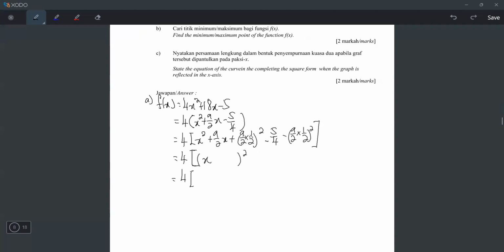And then here will be what? 9 over 2 times 1 over 2. Atas darab atas, bawah darab bawah. So it will be 9 over 4. You don't have to square it. This square and this square, you don't have to square it because you already put outside already.